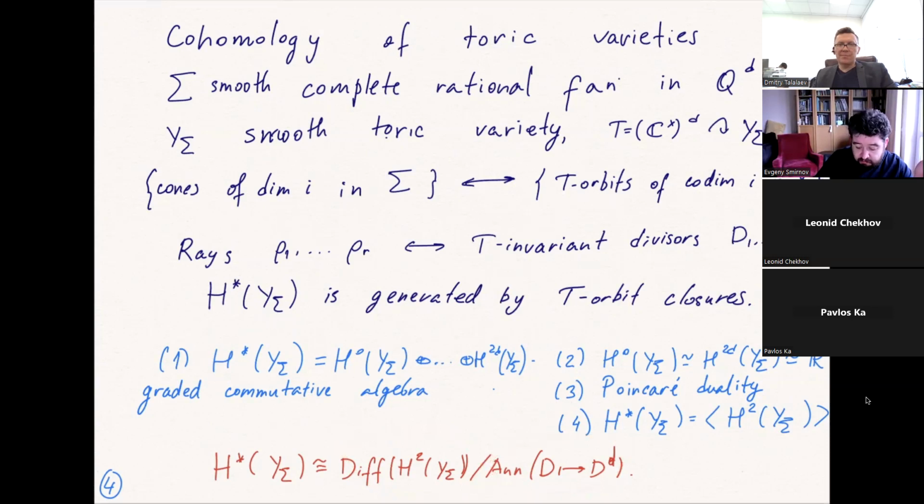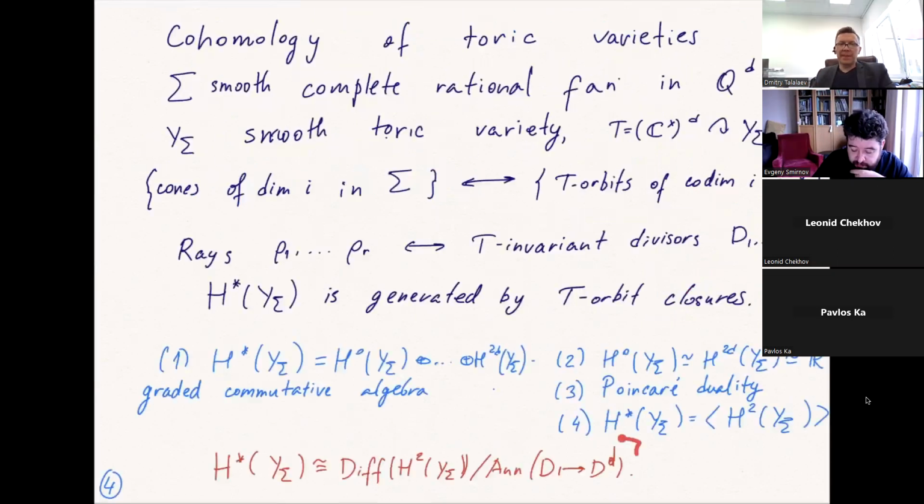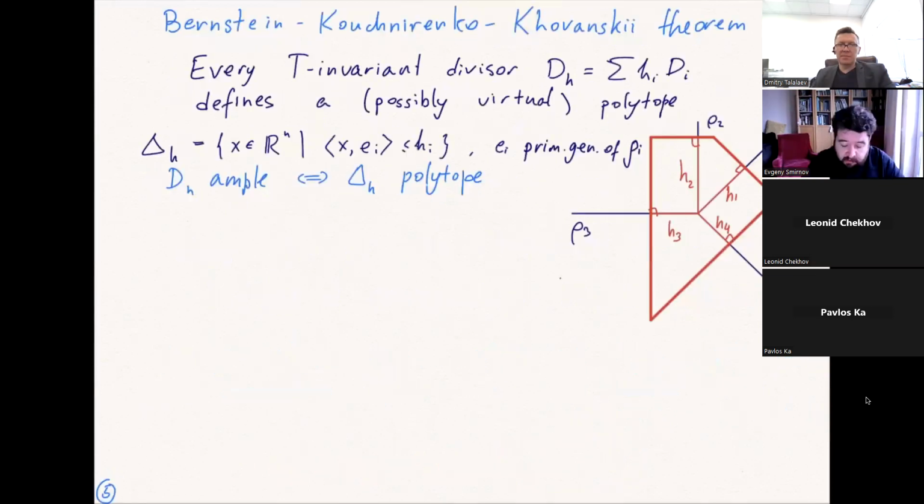and now comes another magic ingredient of the story. This is the Bernstein-Kushnirenko-Khovanskii theorem, or just Bernstein-Kushnirenko theorem. And this result allows you to compute the index of self-intersection of a divisor on a toric variety.